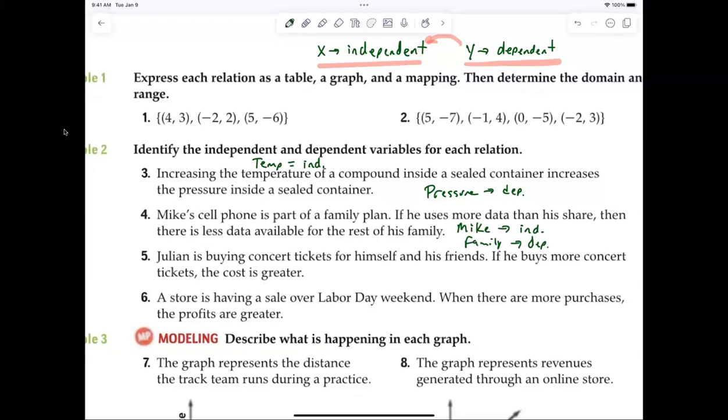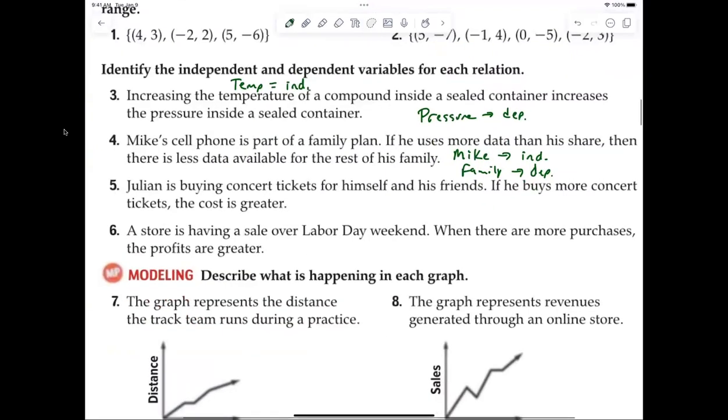All right, here we go. Number 5. Julian is buying concert tickets for himself and his friends. If he buys more concert tickets, the cost is greater. Julian is the what? Independent, and what? Are the what? Yes. The costs depend upon Julian and how many he buys. All right.